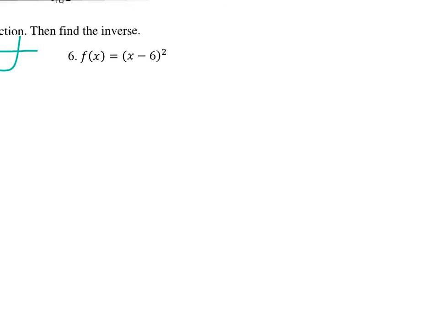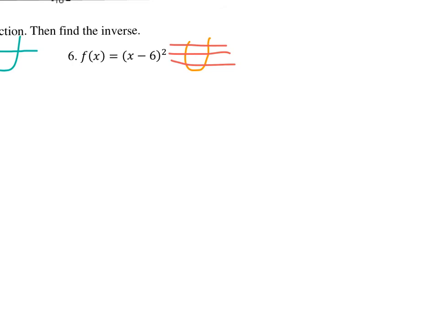In number 6, our highest power is even. Even powers mean that we have a U-shaped graph. So even though this is going to be slightly shifted because of that minus 6 inside the parentheses, the general shape of this graph is going to be a parabola. Now this parabola has multiple points where it fails the horizontal line test. So the inverse of number 6 is not actually a function. However, we still need to find it.